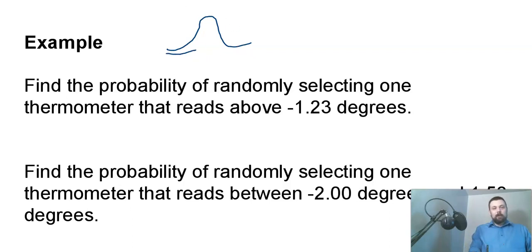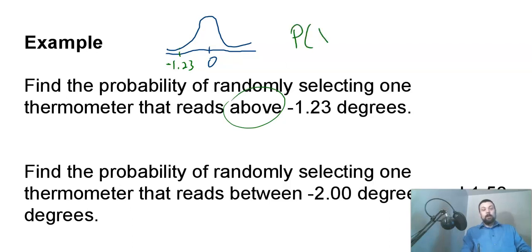I need to do a better job of getting closer to my drawing. Okay, so here 0's in the middle because the mean goes in the middle, and that's 0 for these thermometers. And negative 1.23 is over here. I'm not really happy with that negative sign. Let's try that one more time. Okay. And I want to find the probability that a thermometer has a reading greater than negative 1.23.